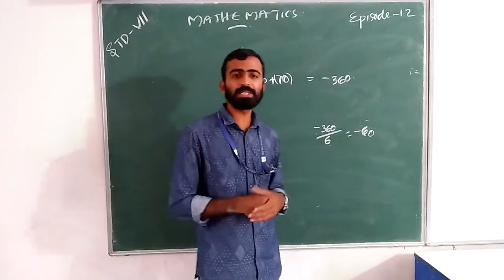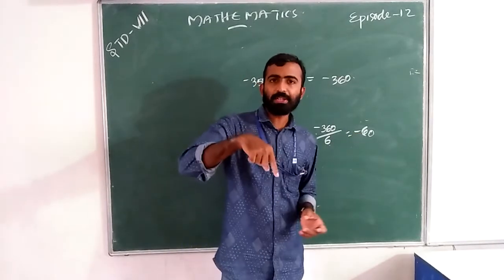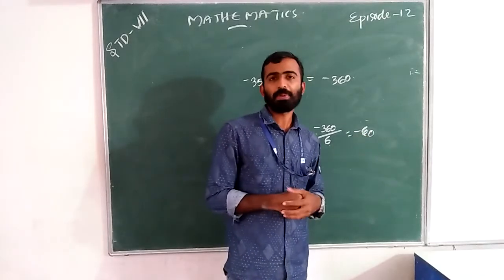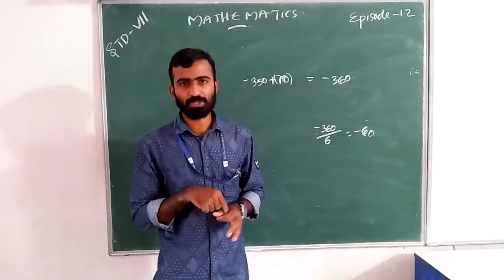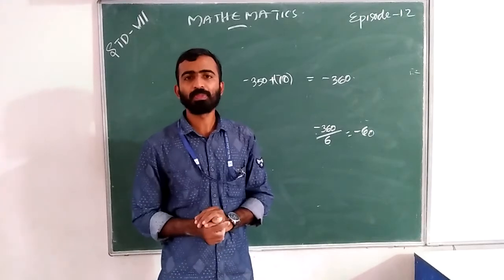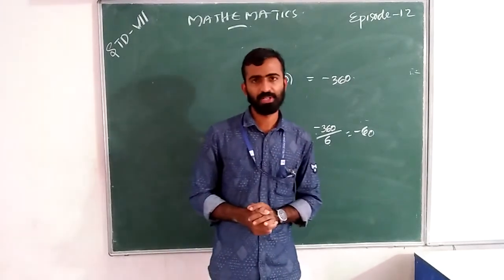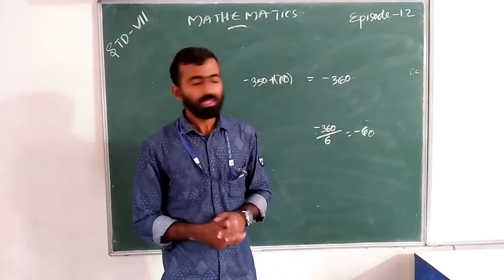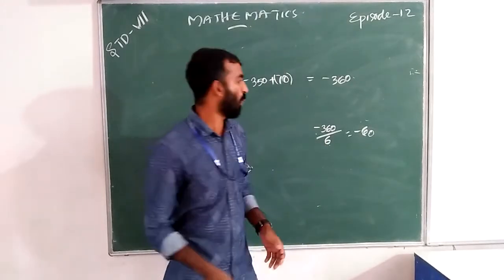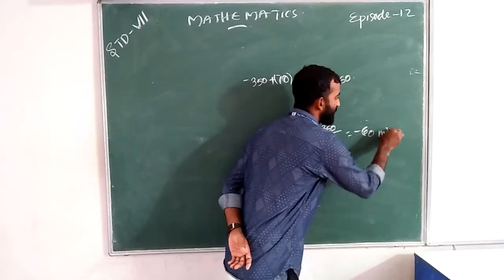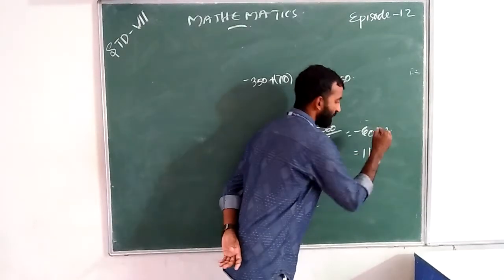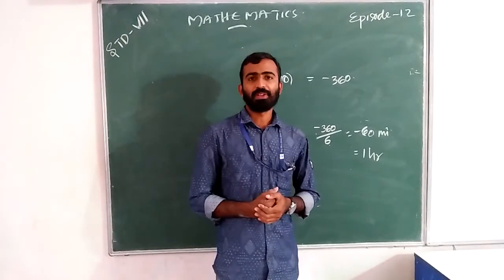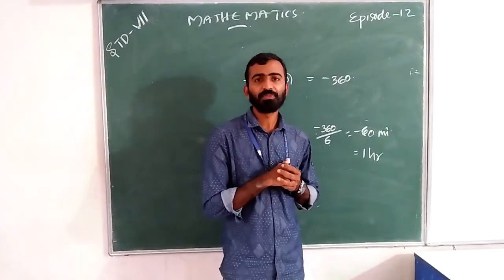Here the negative sign indicates descending. So the elevator is descending into the mine. So negative represents the mining process. So how long? That is 60 minutes. This is the solution for question number 7. 60 minutes means 1 hour. So our first chapter is finished.